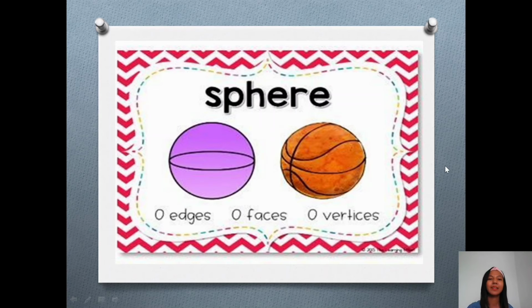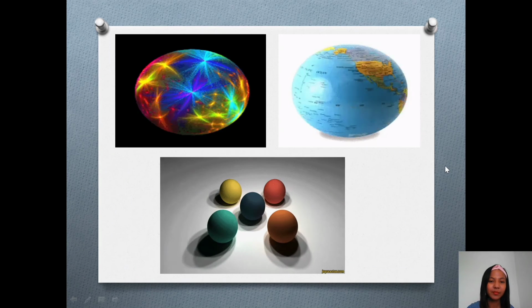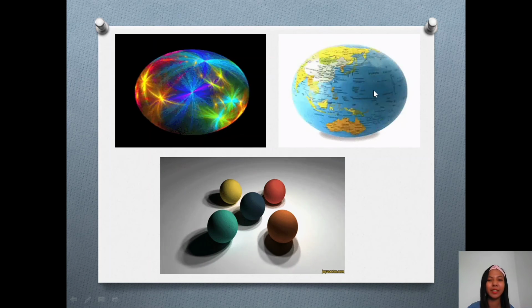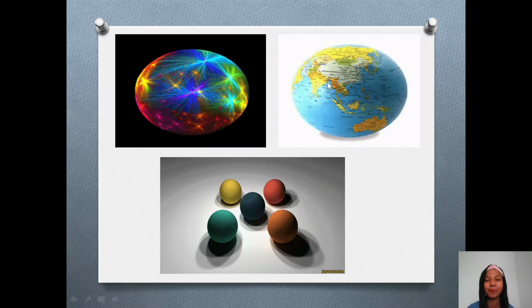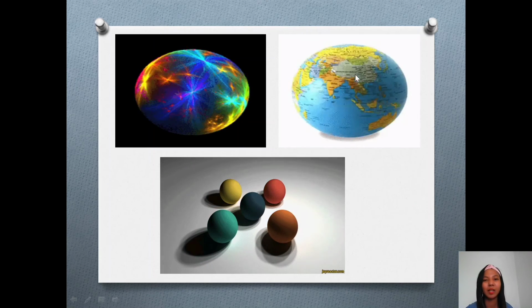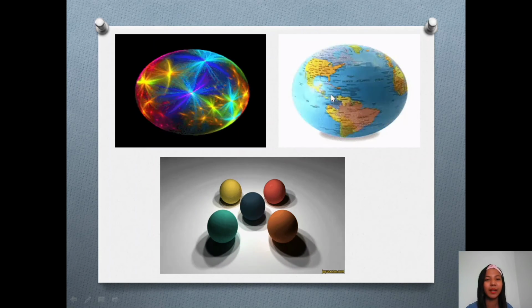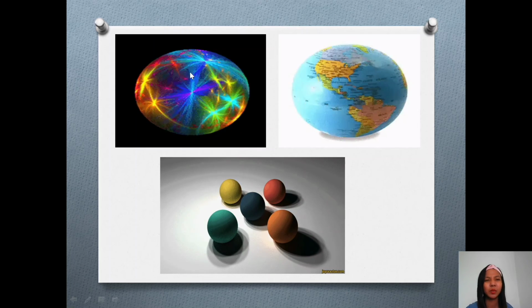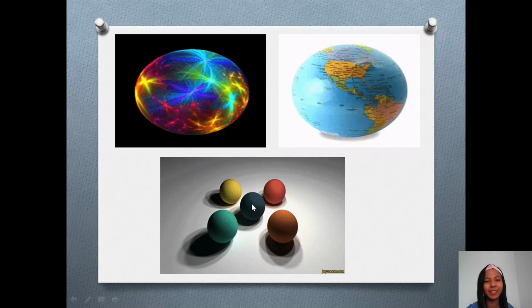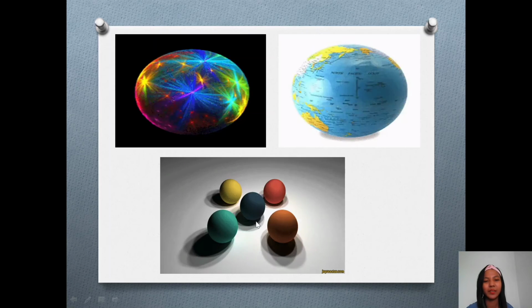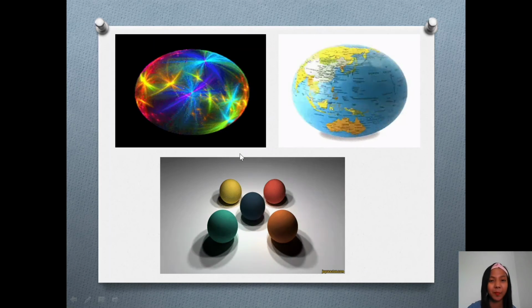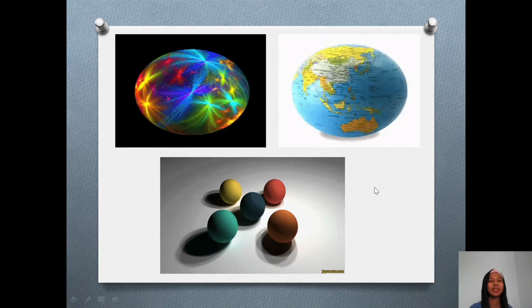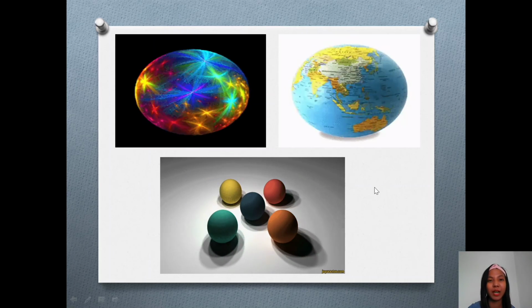Next, here is another real life example of a sphere shape: a globe model, a marble, and a ball. So that's it, this is a sphere. It's like a 3D shape of a 2D circle.